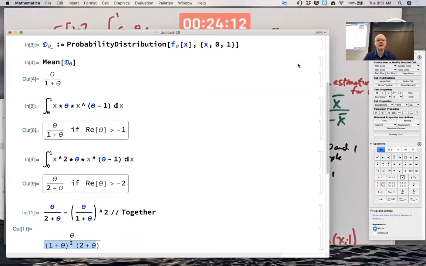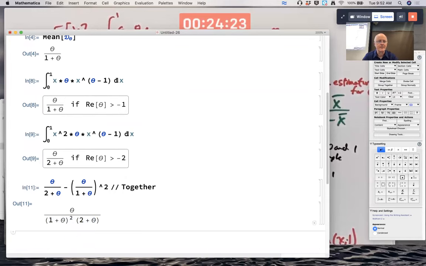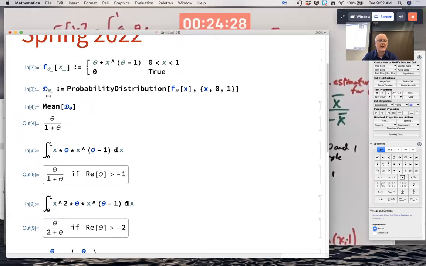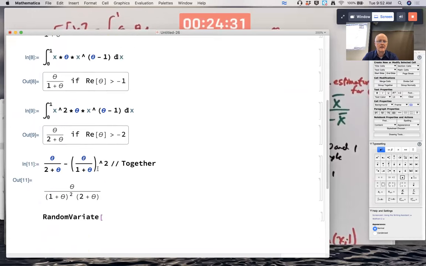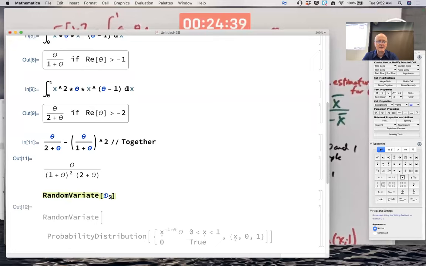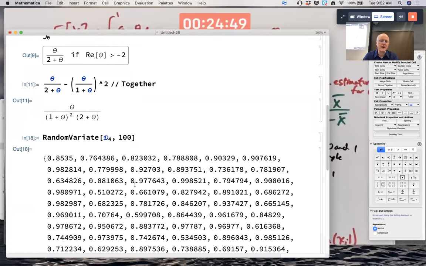Let's go back to simulation though. Once you've got a probability distribution defined, then you can use random variate. Use the d theta. There is one observed value. I need a value for theta. Let's let theta be 5, for example. Let's try 4. There's an observed value, a bunch of observed values. Or if I want to say 100 of them, there's 100 of them.